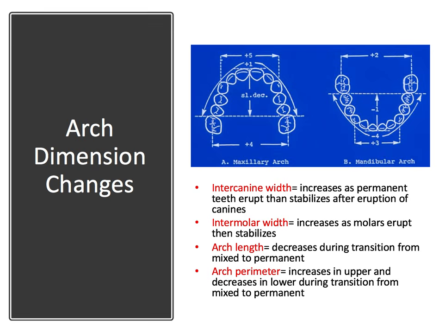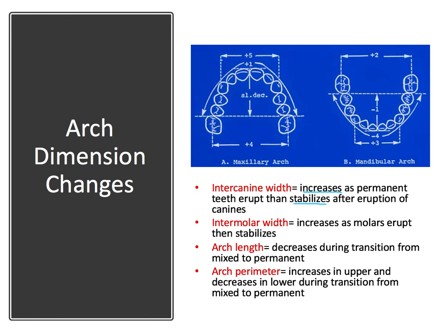Intercanine width is measured from cusp tip of one canine to the cusp tip of the contralateral canine. And this increases as the permanent teeth erupt, particularly from a labial and lateral eruption of the canines. And then it will stabilize after eruption of the canine. So this is by age 10 to 12 once the canines are in.